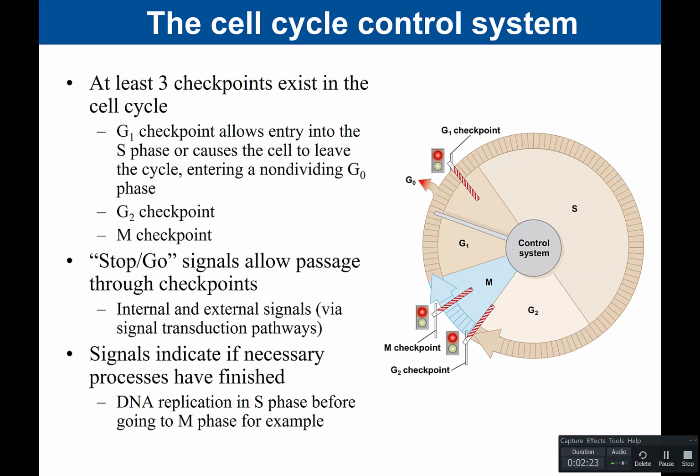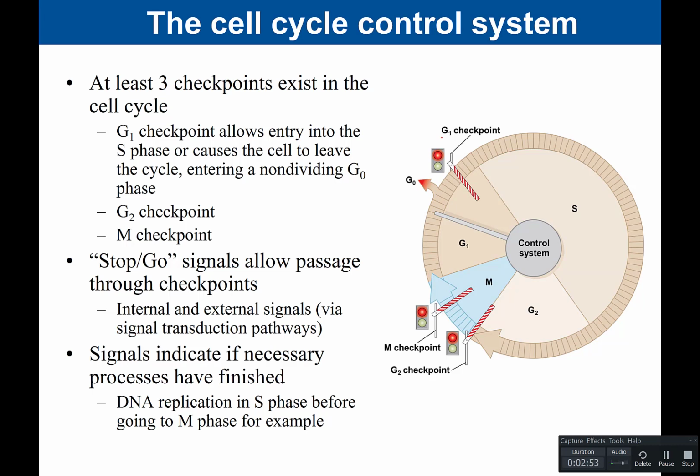And so there are at least 3 checkpoints in the cell cycle. So we have what's called the G1 checkpoint, and the G1 checkpoint allows entry into S phase or causes the cells to leave the cycle and enter a non-dividing G0 phase. So basically this is going to control if the cell is going to be able to proliferate, which means to divide, or if it's going to go into quiescence, which means a non-dividing stage.